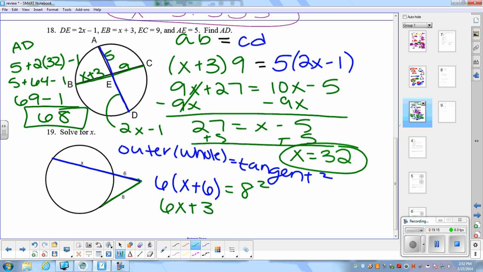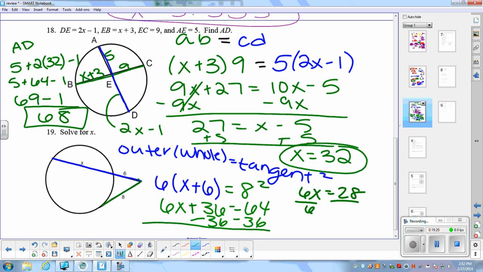So this is 6x plus 36 equals 8 squared, which is 64. Subtract the 36. Get 6x equals 28. Divide by 6. And I get that x equals 4.666.